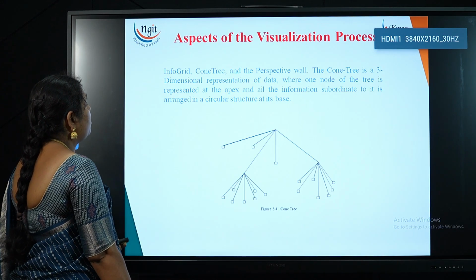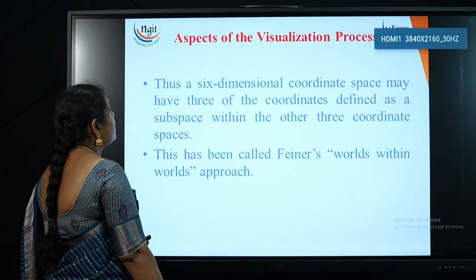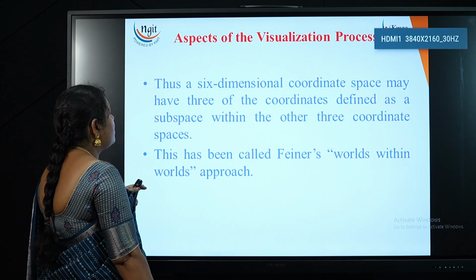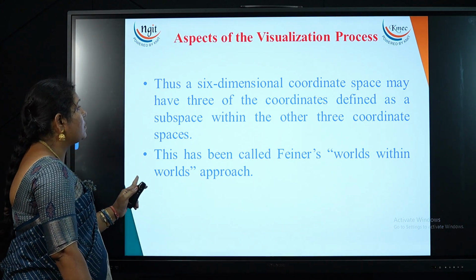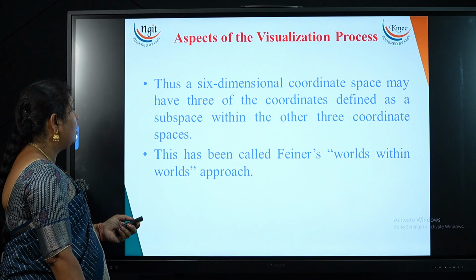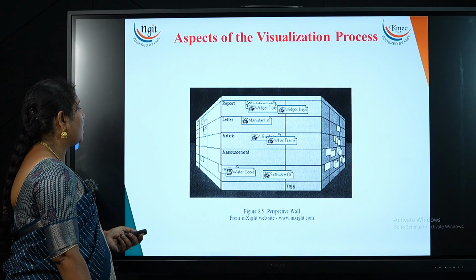It is multi-dimensional because here you have more than 6 values. So it is a 6-dimensional coordinate space and this has been called worlds within worlds. This approach is called worlds within worlds, Feiner's worlds within worlds approach. So this is the next one.